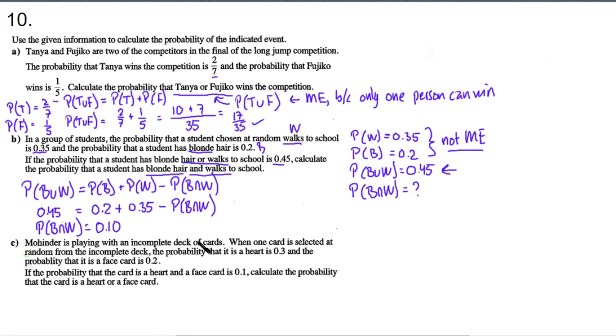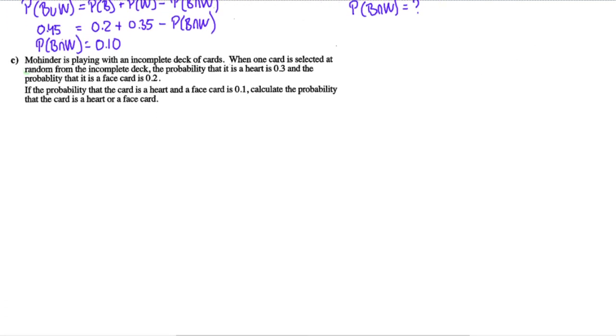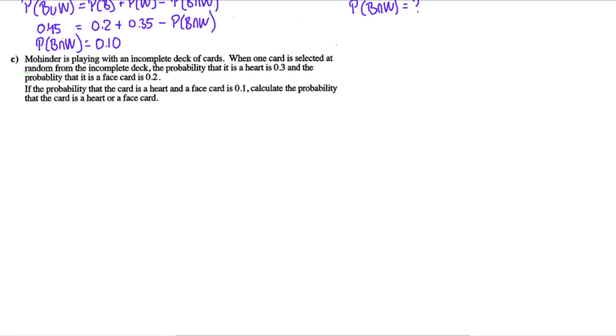And finally here we have the last question here. Mohinder is playing with an incomplete deck of cards. When one card is selected at random from the incomplete deck, the probability that it is a heart is 0.3 and the probability that it is a face card is 0.2. If the probability that the card is a heart and face card is 0.1, calculate the probability that the card is a heart or a face card.